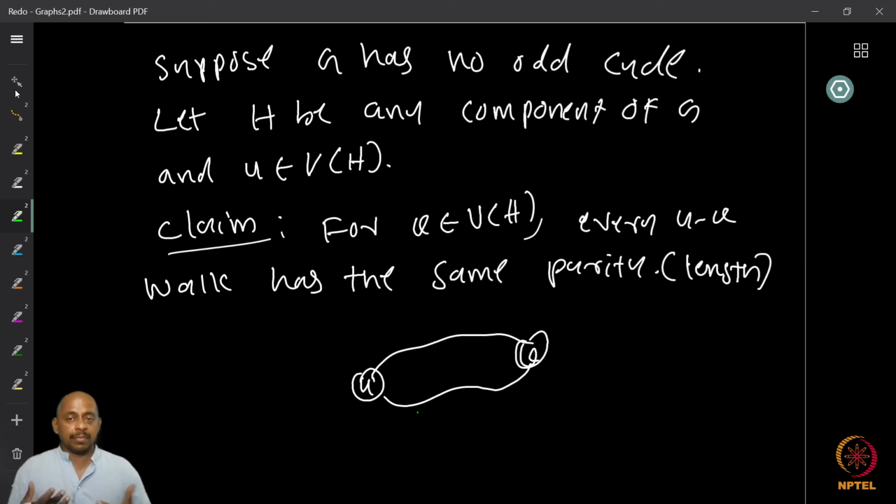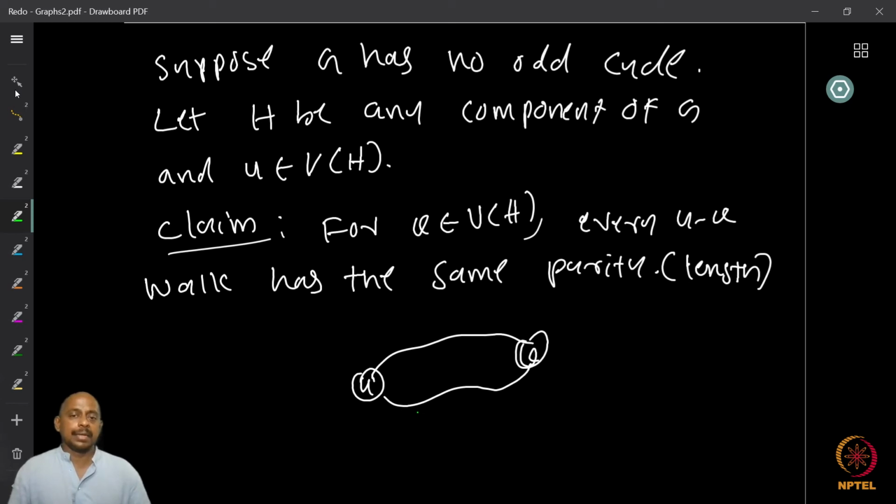If the graph is bipartite, then every component is bipartite, right? Because I have a partition into two independent sets. Then look at the components. Each one has a partition into two independent sets. So I just start with one of the components. Let H be any component of G, and take a vertex U in X.